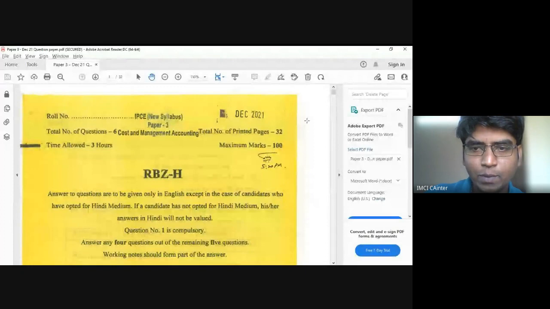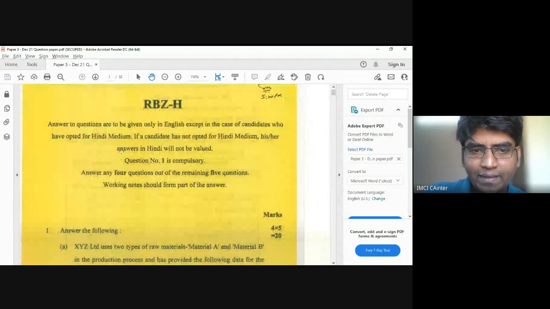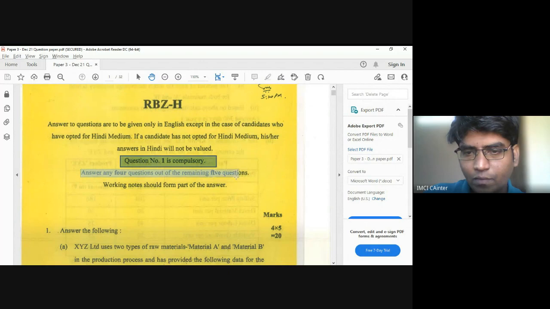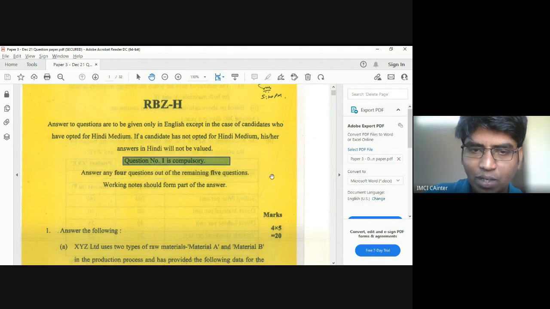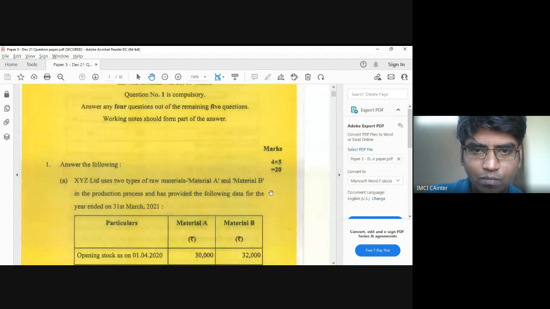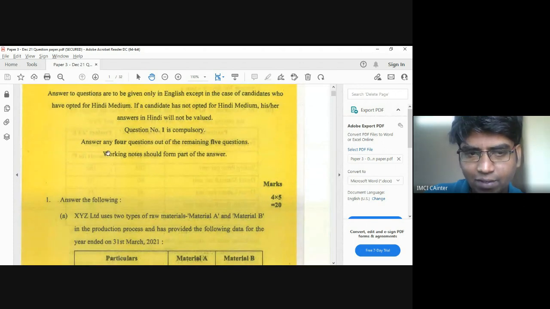This question paper is the CA Intermediate December 2021 question paper. The maximum marks are 100, and 3 hours is the allotted time. The basic thing to note is that question 1 is compulsory. Answer any 4 of the remaining 5 questions. So they have bifurcated into 6 headings in total, with question number 1 compulsory, and the working note should form part of the answers. These are the basic things they have given us. Even all our working notes will be presented in all the sums which we are doing, so we have to present them separately.